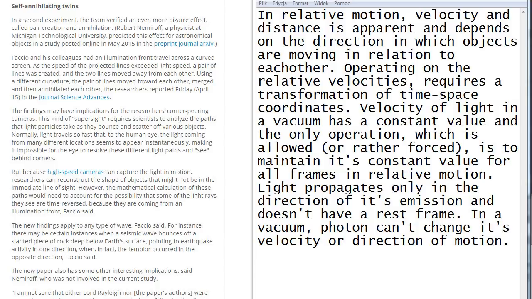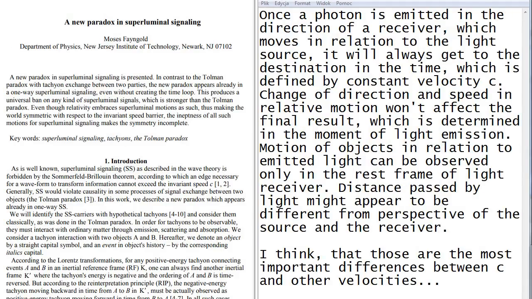Light propagates only in the direction of its emission, and doesn't have a rest frame. In a vacuum, a photon can't change its velocity or direction of motion. Once a photon is emitted in the direction of a receiver which moves in relation to the light source, it will always get to the destination in the time which is defined by constant velocity c.